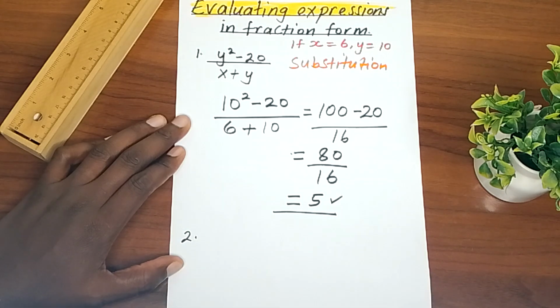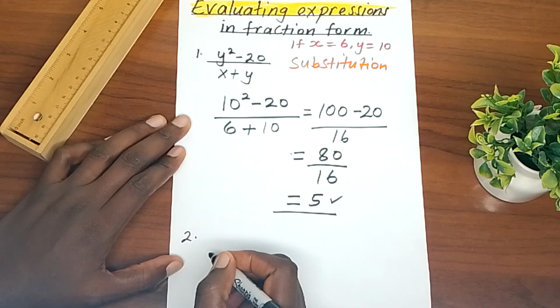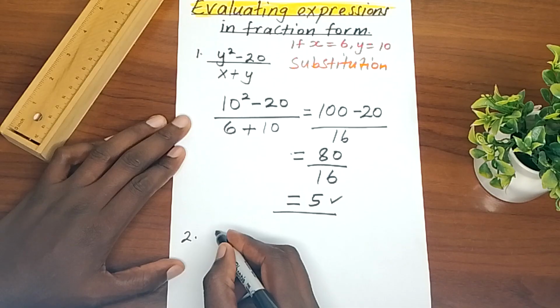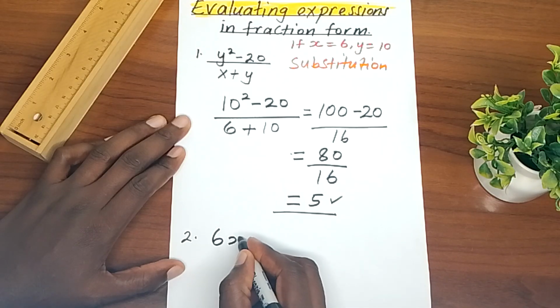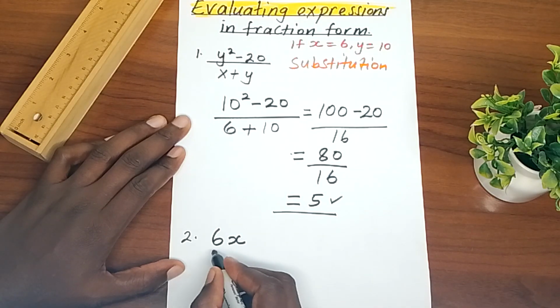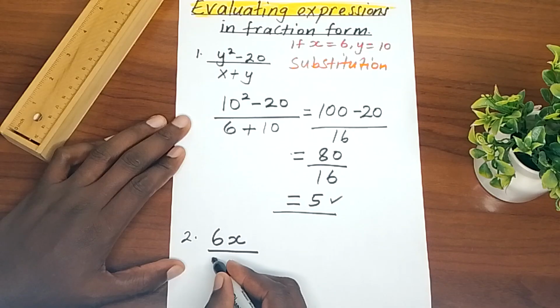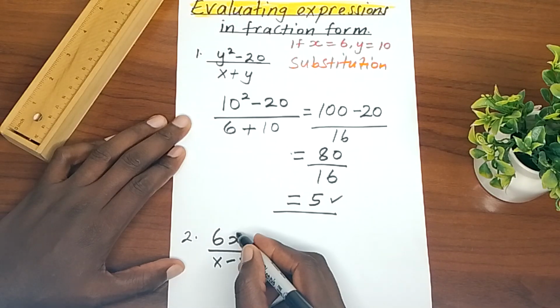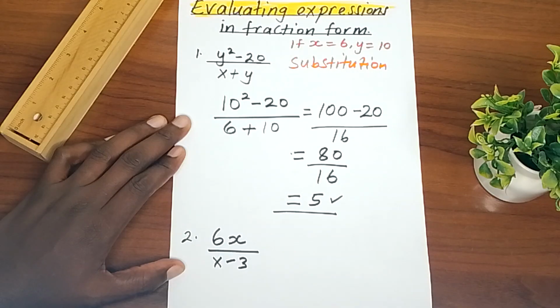So, in the comment section, I want you to go there, answer this question and put your comment: 6x out of x minus 3. Remember that this x is the same as this one. 6x divided by x minus 3.